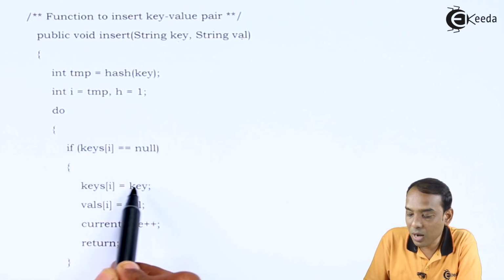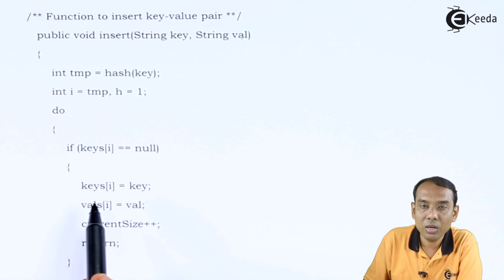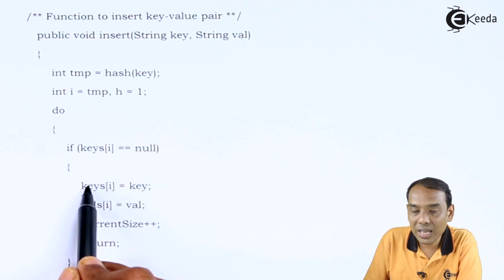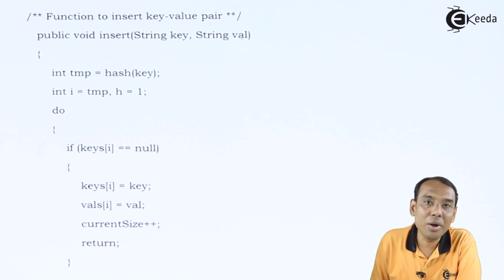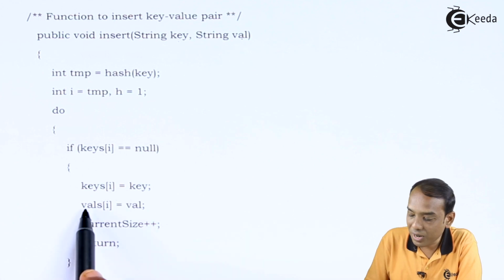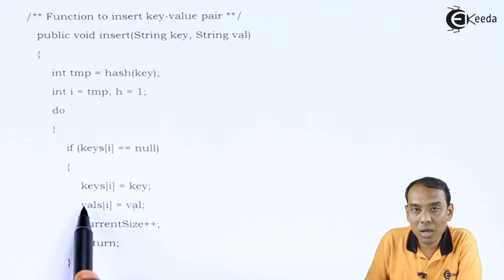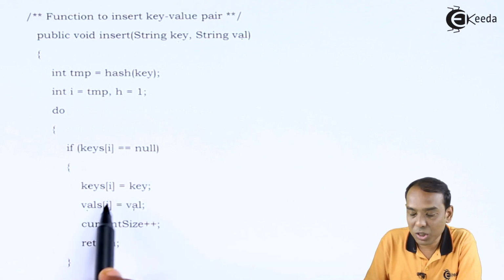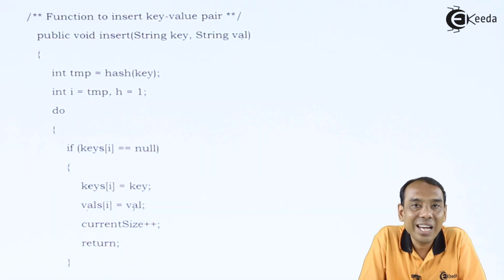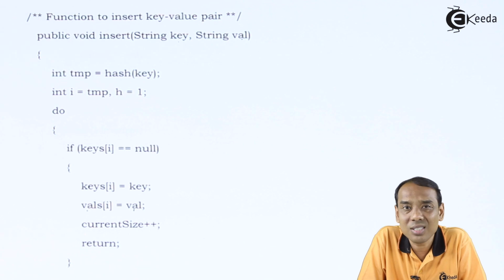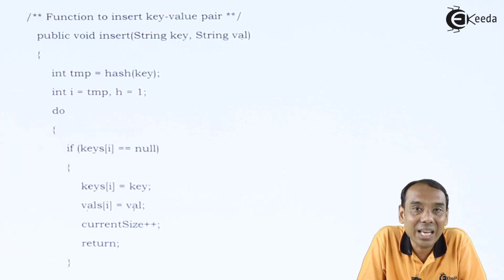First, the key is taken and transferred to its corresponding keys I. So we write down keys I equal to key. Once key is transferred, its corresponding value needs to be transferred. In similar pattern, we write down vals I array equal to val. So val is transferred to the vals array with the index location I. Once this is done, it means we have inserted the value and its key correspondingly successfully. So your size is going to increase. We write down current size plus plus, and this whole set of values is written.